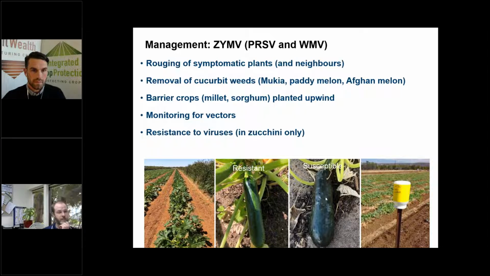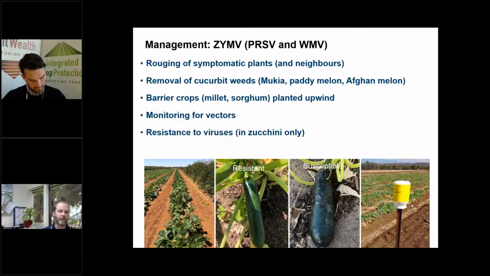And probably the last thing to mention, sorry, is about looking at vectors. Looking just on the leaves for the colonizing ones is useful in some ways, but it does miss a lot of the information. So some of these ideas like sticky traps located out in fields, you can start to get an idea of when those vectors are flying through.